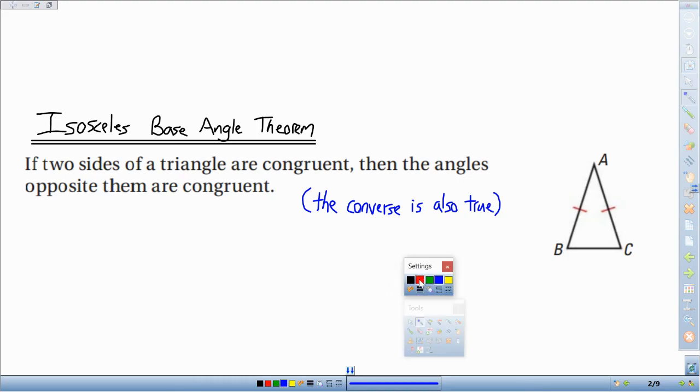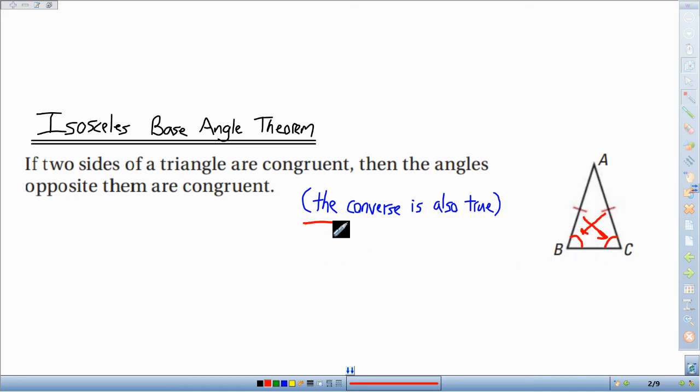So over here, here's our isosceles triangle. We have two congruent side lengths. This theorem says that if these side lengths are congruent, then the angles opposite these two side lengths, this angle here and this angle here, are also congruent. By the way, those are the base angles. So if we have congruent sides, we have congruent base angles.